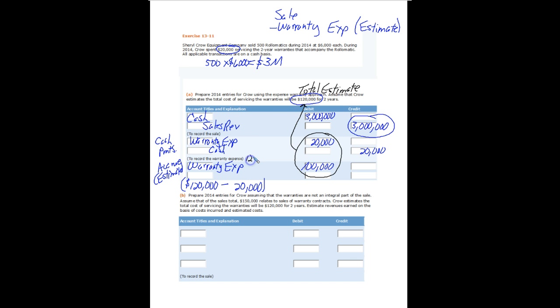12/31/2014, recording that additional expense. Okay, now what am I going to credit? We debited warranty expense. Well, we haven't paid it. If we haven't paid it, then it's a liability. So warranty liability.